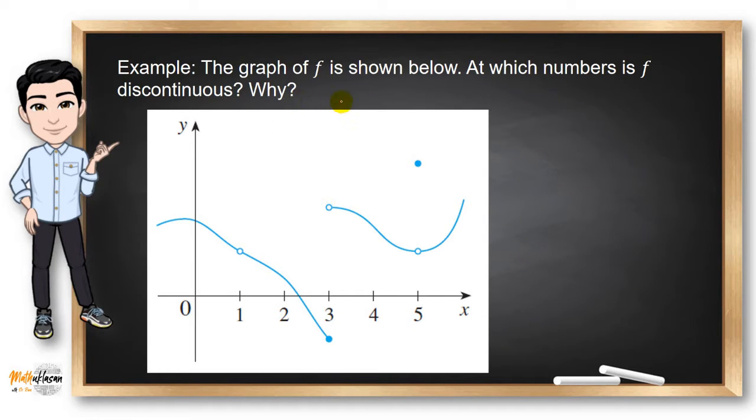This time naman, kailangan nating ma-identify kung saan discontinuous yung f and why daw. So here, it's discontinuous at 1 because it has a hole here, right? It's also discontinuous at 3 because we have a gap in the graph here. Dito sa 5, may hole tayo dito. And at the same time, may gap yung graph natin dito. So ibig sabihin, pati sa 5, discontinuous siya.